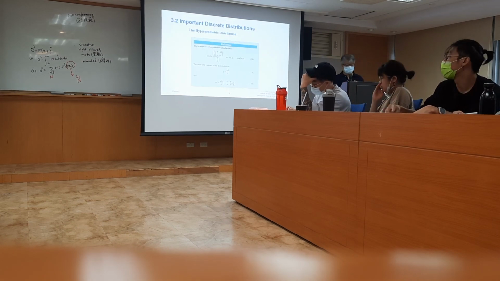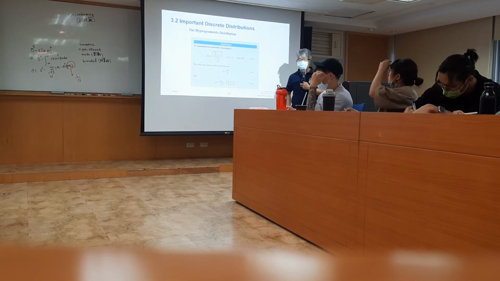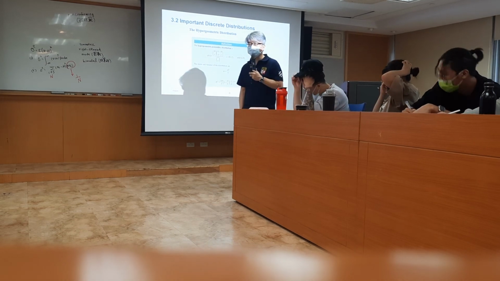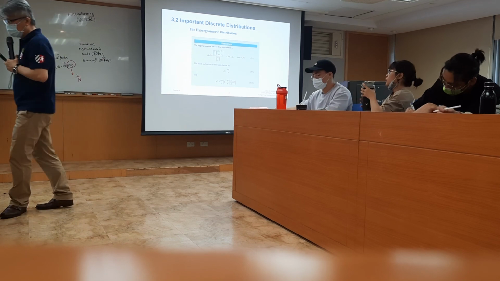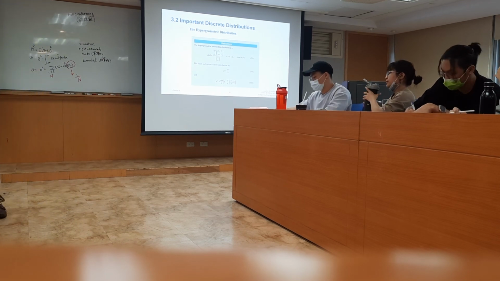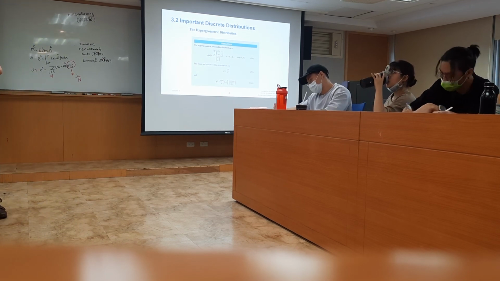Then section 3.2 moves to a review of some well-known probability distribution functions. Now move to page 79.